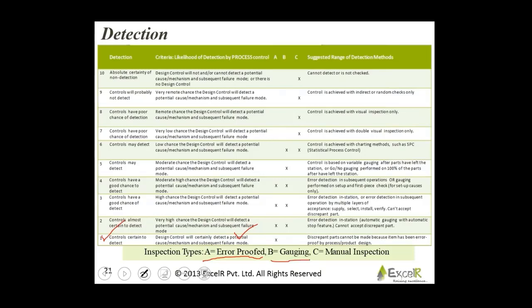If I'm using a gauge to detect something, if I'm using a thermometer to measure the temperature, that is your category B. C means I'm doing a manual inspection. If I'm doing a manual inspection, it is so much more difficult for me to detect something going wrong. If I'm using a gauge, it is easier. And if I'm trying to error proof, it is extremely easy for me to identify something going wrong, right? 10 means absolutely certain of non-detection. You cannot detect it, or you have not checked it, or you're not going to check it, or you cannot check it. In that way, you rate the detection as well.